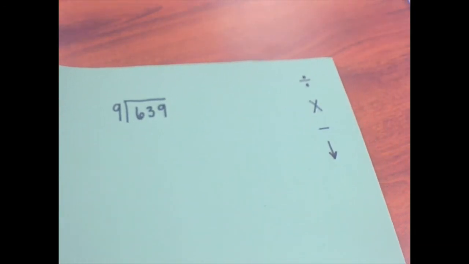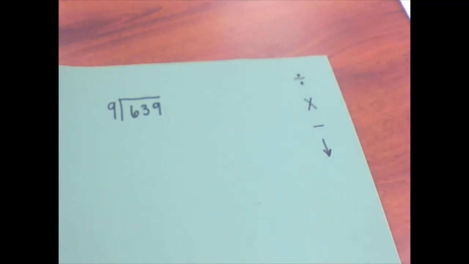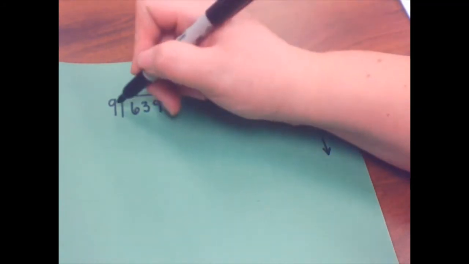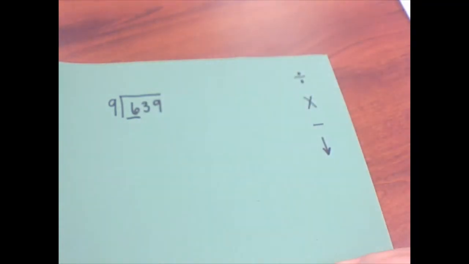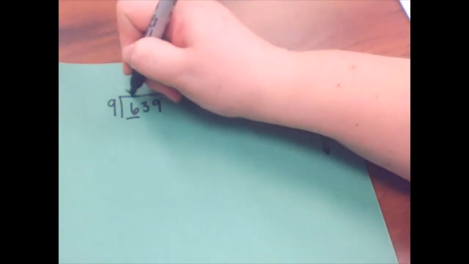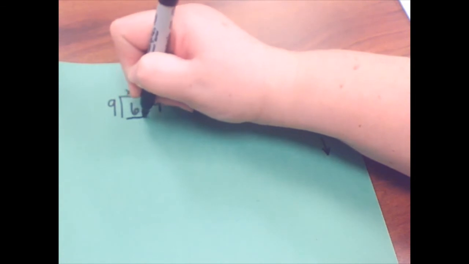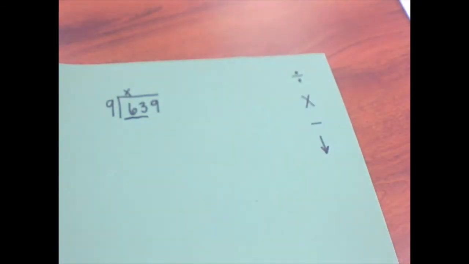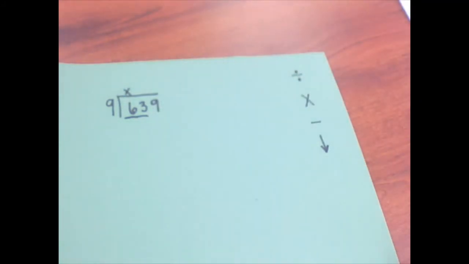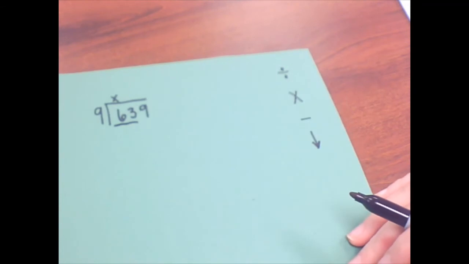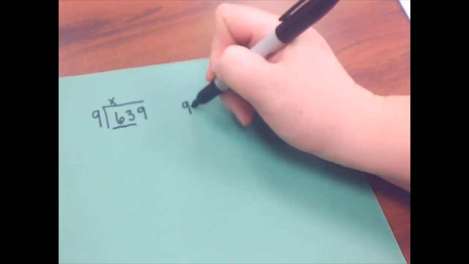My first step is to divide. Okay. Can 9 go into 6? No, it cannot. 9 is too big. It'll never work. So I keep moving on. Can 9 go into 63? Of course it can, because it's less than 63. I just need to know how many times. So this is where I start writing my facts.